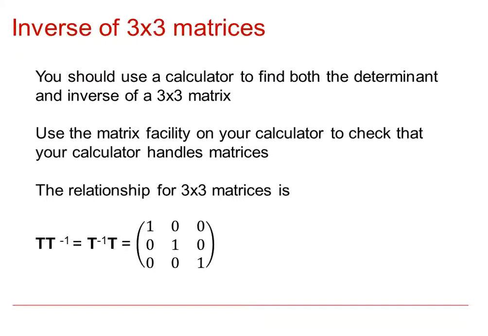You need to have a calculator that will be able to find both the determinant and the inverse of a 3x3 matrix. Use the matrix facility on your calculator to check that your calculator handles matrices. The relationship that we need for a 3x3 matrix is that T times its own inverse is the same as doing the inverse of T times T, which will always give us the identity matrix.